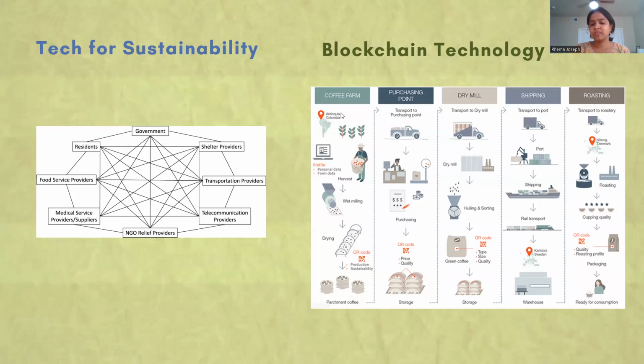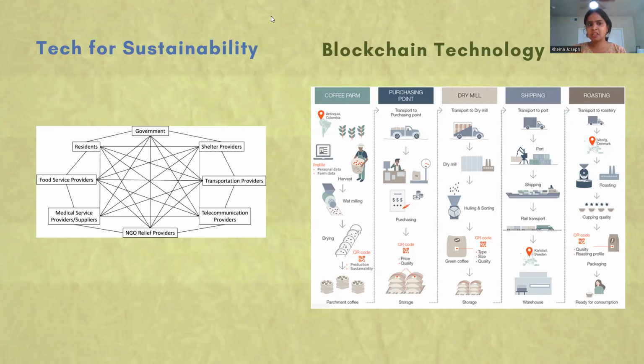But now for the coffee lovers especially, if you're trying to source coffee that's exquisite and very nice from Colombia, and if you see at the bottom on the right under roasting, it's ready for consumption is the last image, right? In between, there are so many processes and categories happening. There's a purchasing point, there's dry mill, shipping. Under shipping, again, there are 5 steps. Do you see that? Transport to port, port, shipping, rail transport. Under dry mill, again, there are many steps. Forget that. Look at purchasing point. That has a lot of data, right? Transport to purchasing point, and then the purchasing and the quality check and the price check.